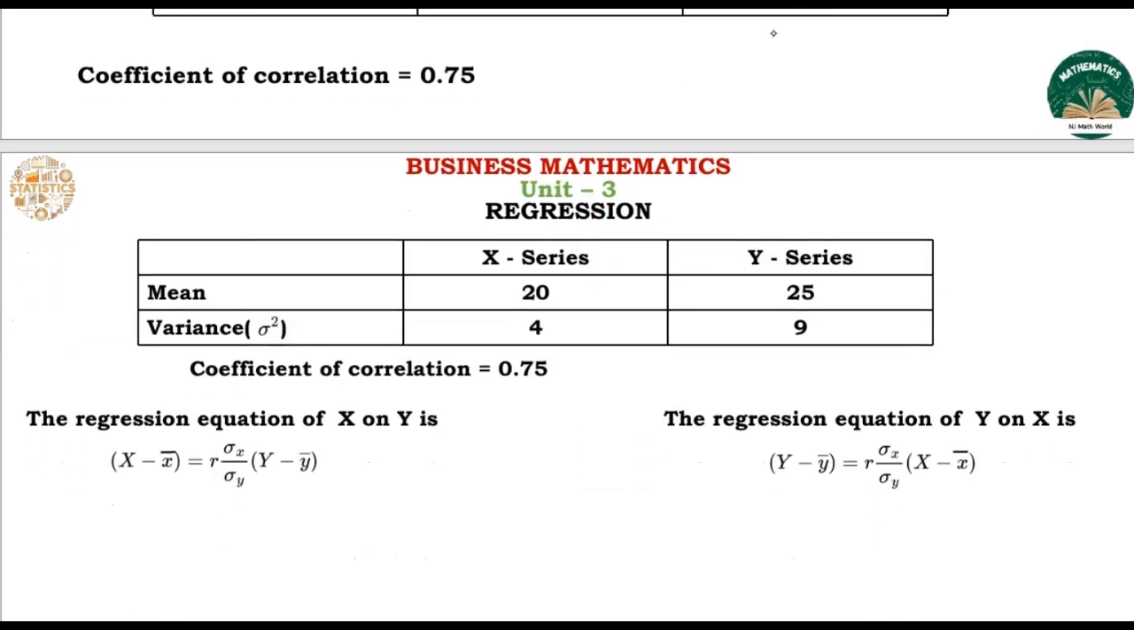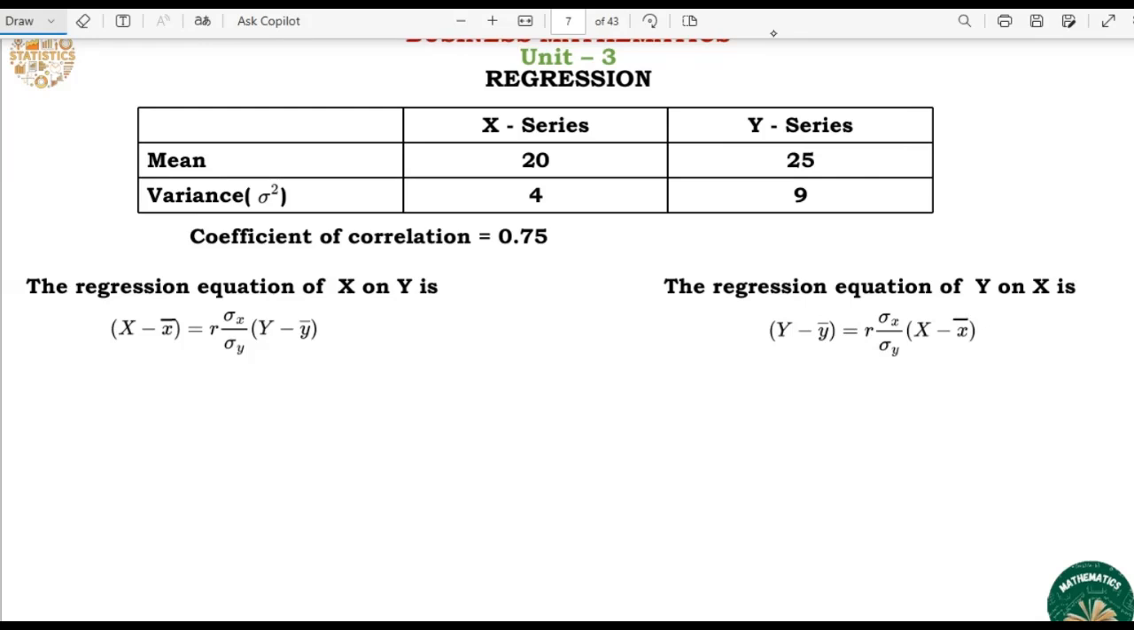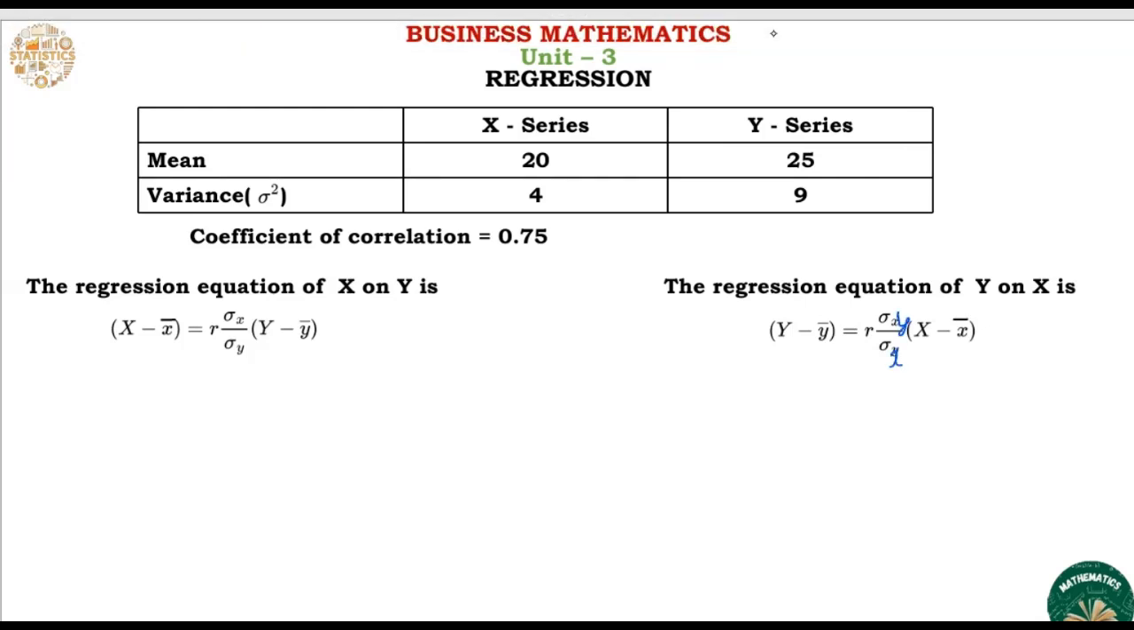Okay, so let me start with the question here. They have given the mean as 20 for x and the mean as 25 for y. The variance is 4 for x and 9 for y. So we are going to solve for the regression equation. To solve this, we calculate x minus x bar equals r times rho x by rho y times y minus y bar. That will be the regression equation of x on y. And if it is y on x, y will come in the beginning: y minus y bar equals r times rho y by rho x times x minus x bar.